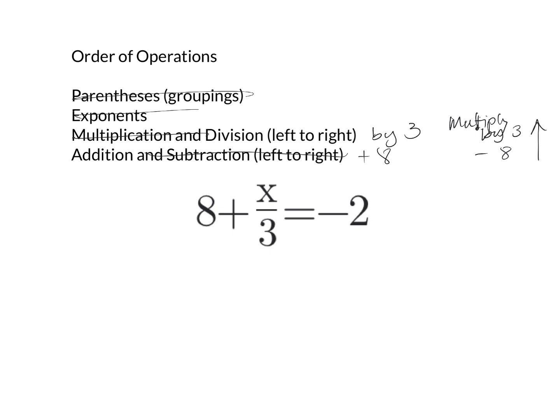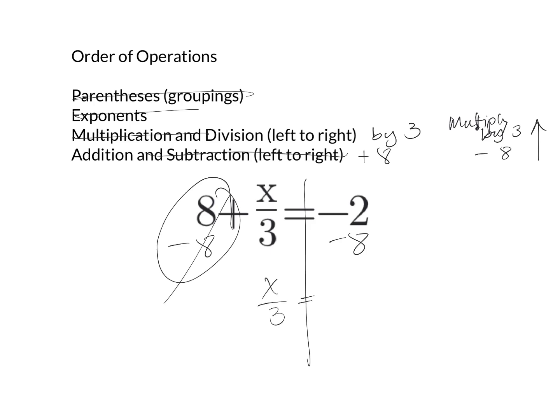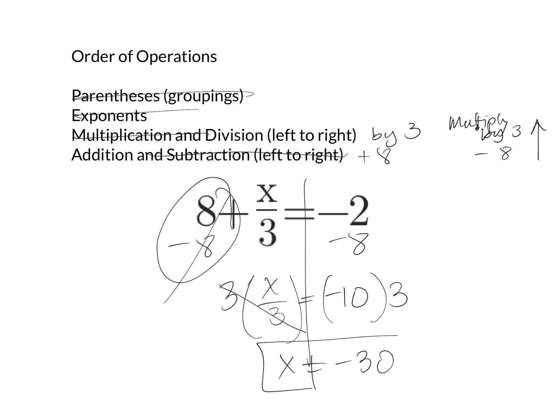So let's put our line down the middle, subtract 8. x over 3 equals negative 2 minus 8 is negative 10. And then we're going to multiply by 3. That gives me x on the left side. Negative 10 times 3 is negative 30.